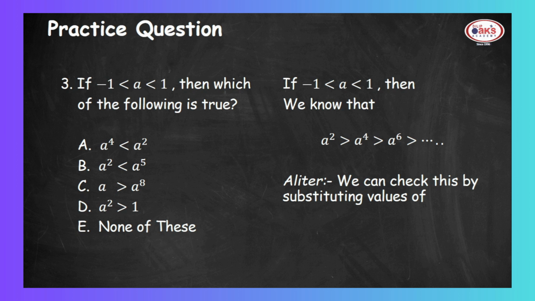However, there is one more way of solving this question. We can check this by substituting the values of a. Like first I can take a as 1/2, next I can take a as -1/2, and still you will find out that only the first option, namely a power 4 less than a square, is the correct conclusion. Other options will definitely get eliminated if you choose these values. And if you know the underlying principle as I have written on top of the solution, then definitely option A is true, straightforward.